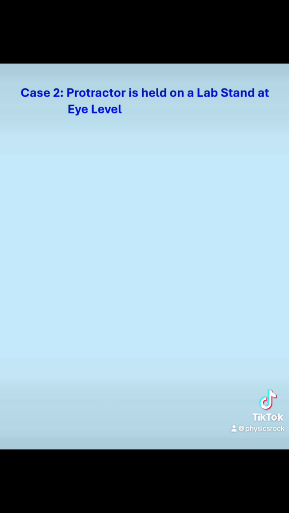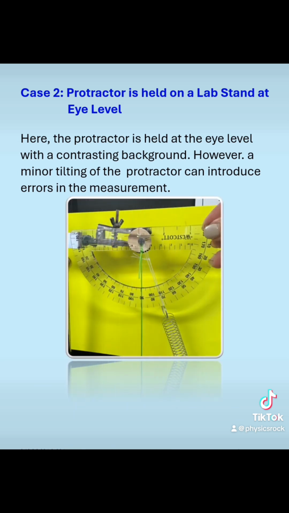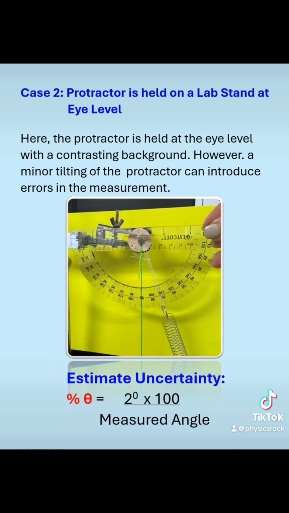The second scenario is when the protractor is held on a lap stand at eye level with a contrasting background. Even though everything looks perfect, a minor tilting of the protractor can introduce errors in the measurement. In this case, use an estimate uncertainty of 2 degrees.